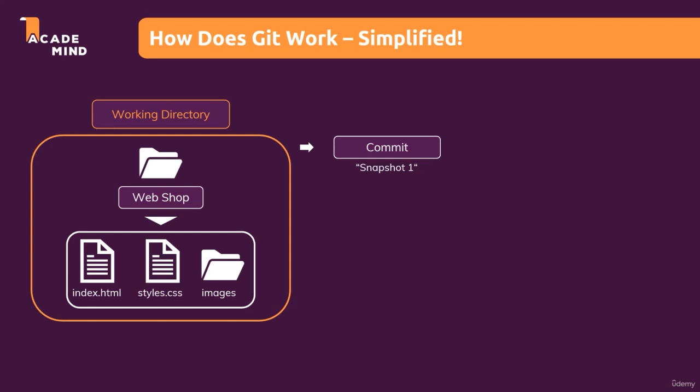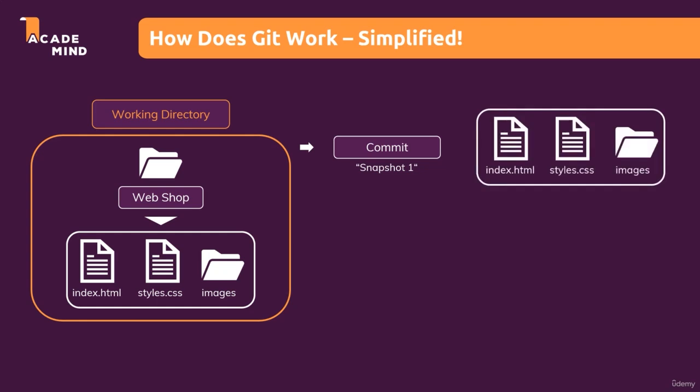What is this snapshot all about though? Well, this first snapshot simply contains all files, all folders we have in this initial project folder in our working directory. And very important, the terms working directory and commit are already part of the Git world. So these concepts only apply with Git managing our project folder.